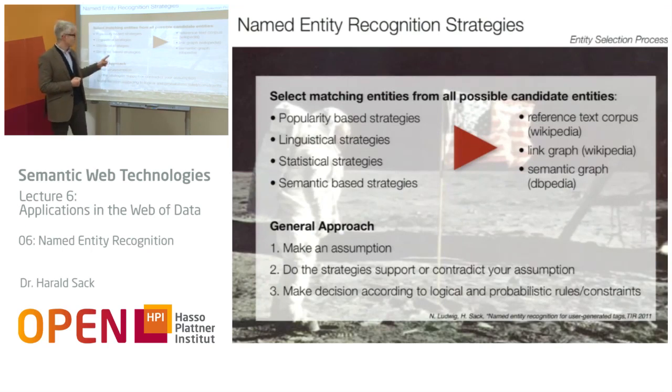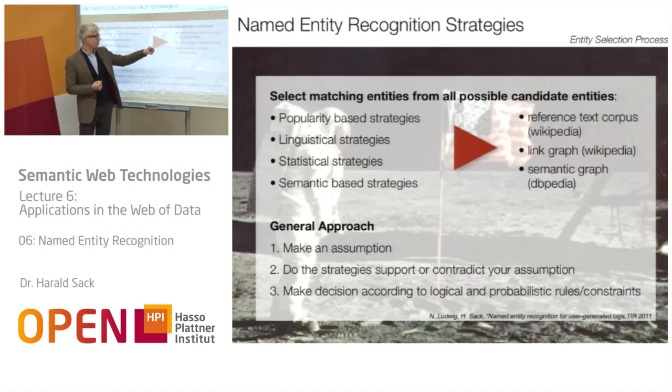And then there are also semantic strategies that work quite similarly, but they do not use Wikipedia. On the other hand, they use DBpedia, of course. So the means that you use here are reference text corpora like Wikipedia. You use the link graph from Wikipedia and the semantic graph from DBpedia. And in general, with each of your strategies, you can work in the following way.